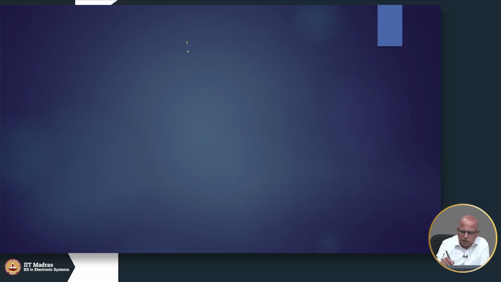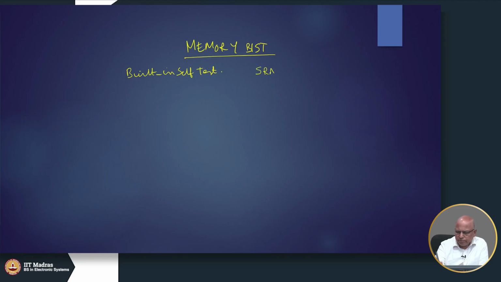So, we have been discussing memory BIST. Memory BIST stands for memory built-in self-test. And it is mainly used for SRAM and possibly DRAM also. See, embedded DRAM is not very common. And it is meant for embedded memories.